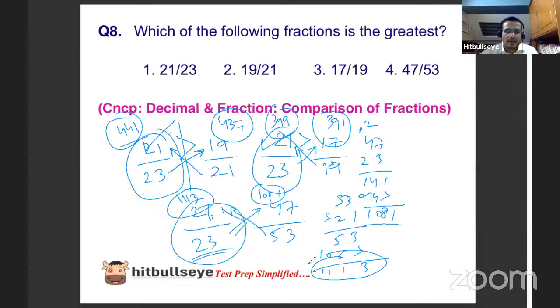And that's the way I have to find my answer. The first is the right option. 21 by 23 is the greatest fraction amongst all. You were right. All those who chose the first option are correct.